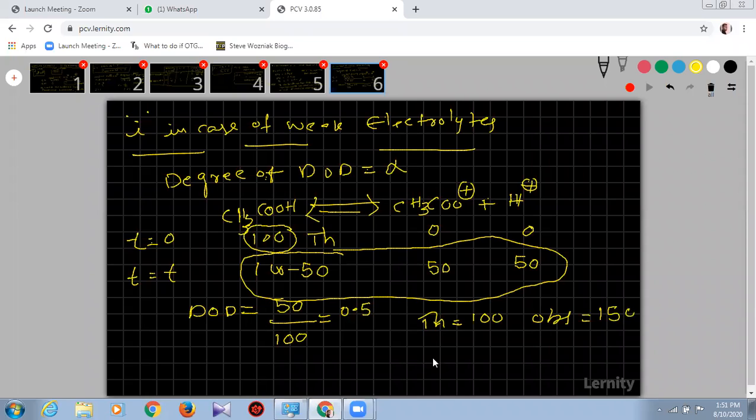Now already I told you that i is equal to observed colligative property by theoretical colligative property. Am I right or not? The observed colligative property is 150, and the theoretical colligative property is 100. So the i value in this case is 1.5. Here it is dissociating, not dimerizing. That's why the i value becomes more than 1. Hope you are clear.